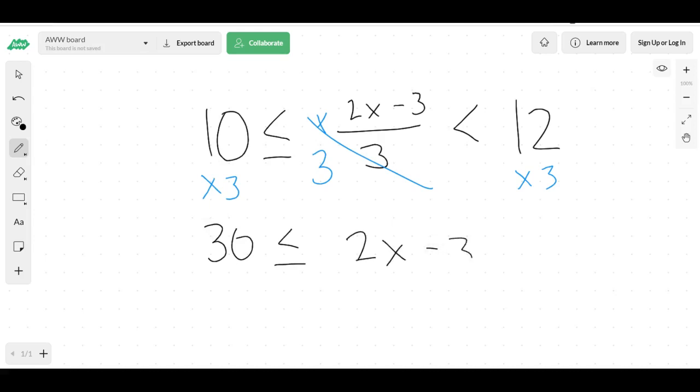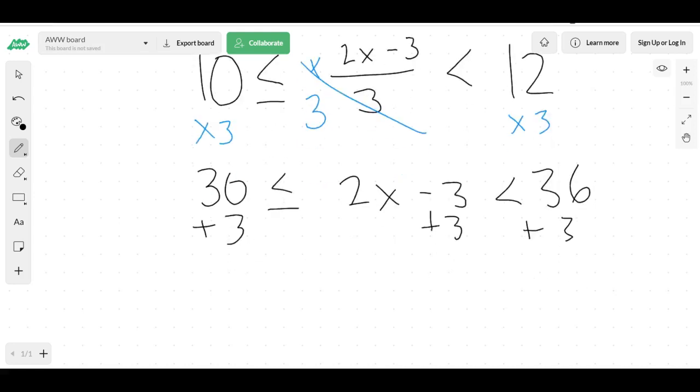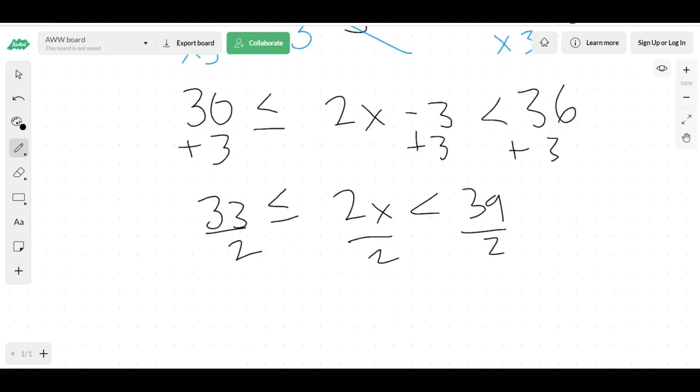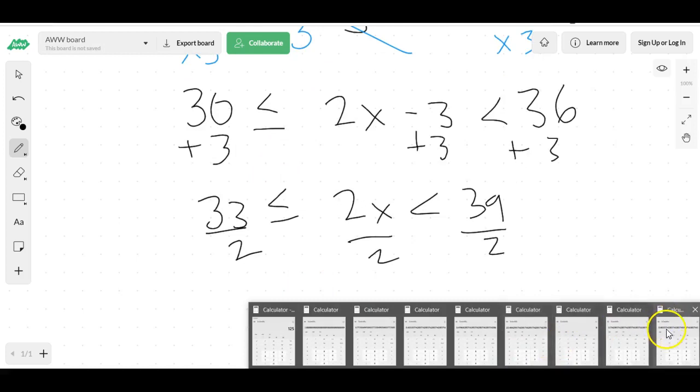2x minus 3 because the 3 is canceled, and then 36. Now from here what we'd want to do is divide both sides by 3, which is going to give me 33, 2x, and 39. And from here, after we've added 3 to all the sides, we're going to want to divide by 2. And these won't be perfectly nice numbers, but that's okay. Let's just see what we get when we do that.